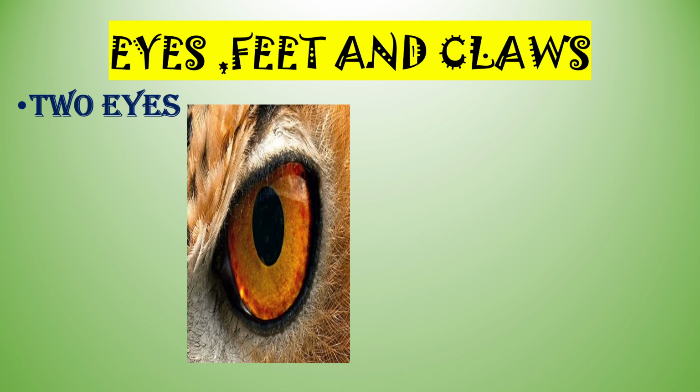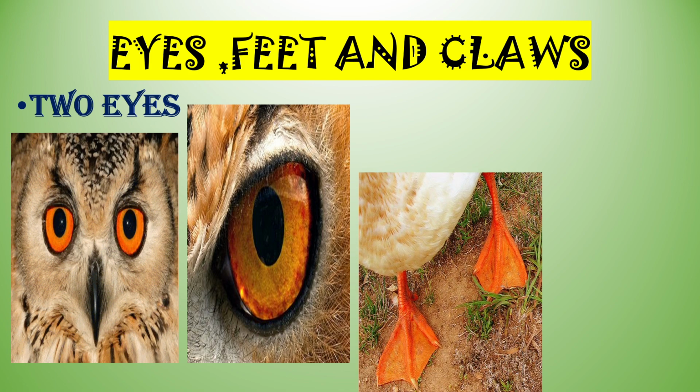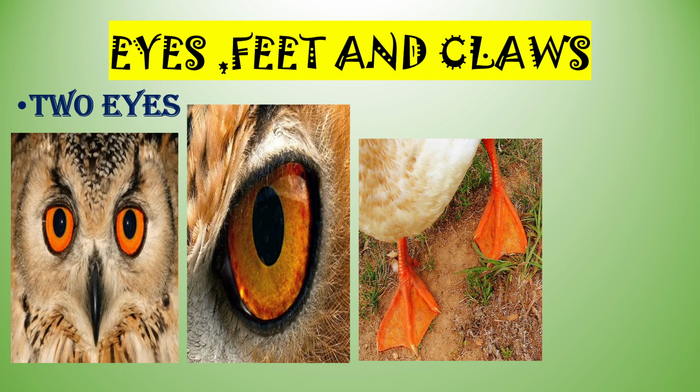Now, let us see about the eyes of a bird. All birds have 2 eyes on either side of their head. They have very sharp vision, sharper than human beings, and have the capability to see very far distances.